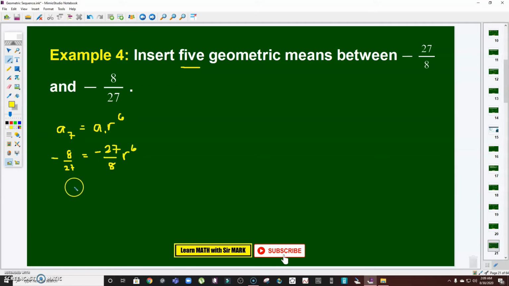So this one will become 8 squared. No need to write it as 64. Anyway, it will be hard for us to have 27 times 27. Just express it using exponent. Okay, 27 squared.